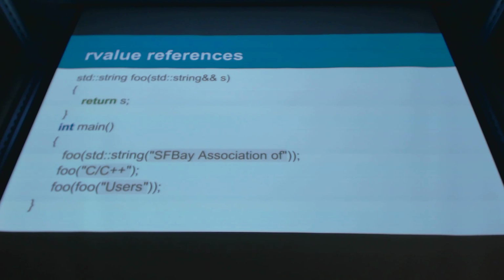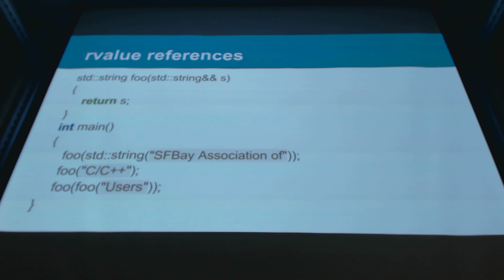So what is an Rvalue reference? An Rvalue reference is just a reference. It behaves like a normal reference, but what makes it different is that it only binds to Rvalues. And here we have this double ampersand syntax for Rvalue references.